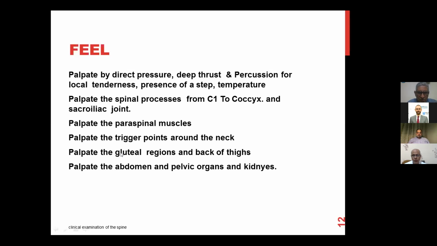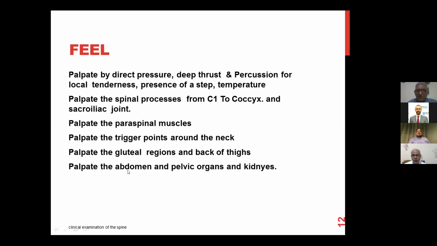Palpate the trigger points on the neck, palpate the gluteal region and back of the thigh. Gluteal region, palpate for tenderness over the fibrofatty nodules over the gluteal region, and we also palpate for tenderness over the piriformis muscle in the upper part of the thigh, and over the sciatic nerve course in the posterior thigh. We palpate also for tenderness over the anterior superior spine and the lateral part of the thigh in cases of neuralgia paresthetica of the lateral cutaneous nerve of the thigh.